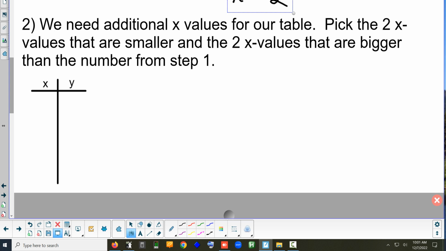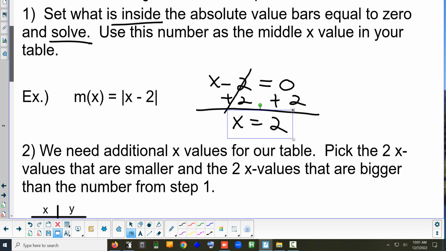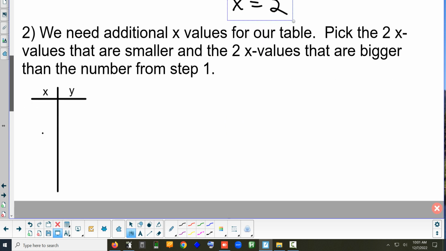So under step 2, start by writing down the value you just got, x equals 2. That's going to go in the middle. So we're going to have a table of 5 values. That's the one in the middle, 2. What's the next value that's smaller than 2? What do you think?